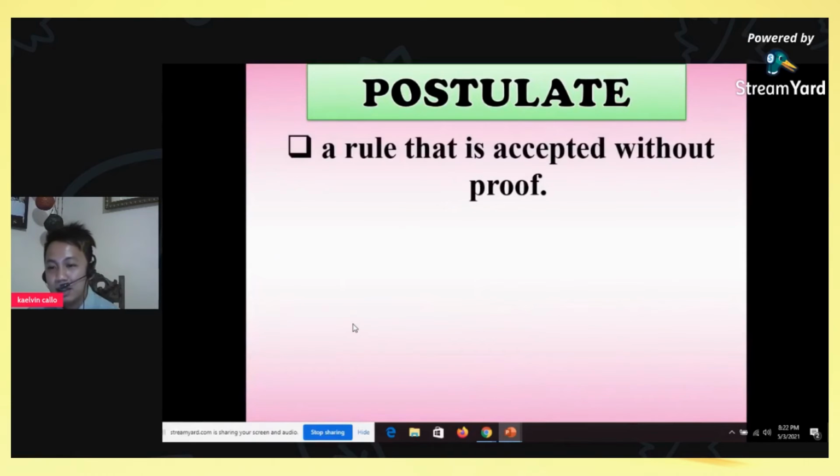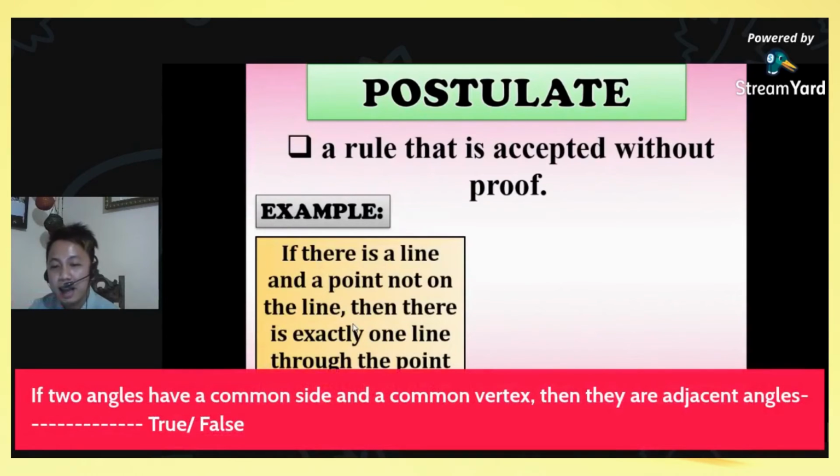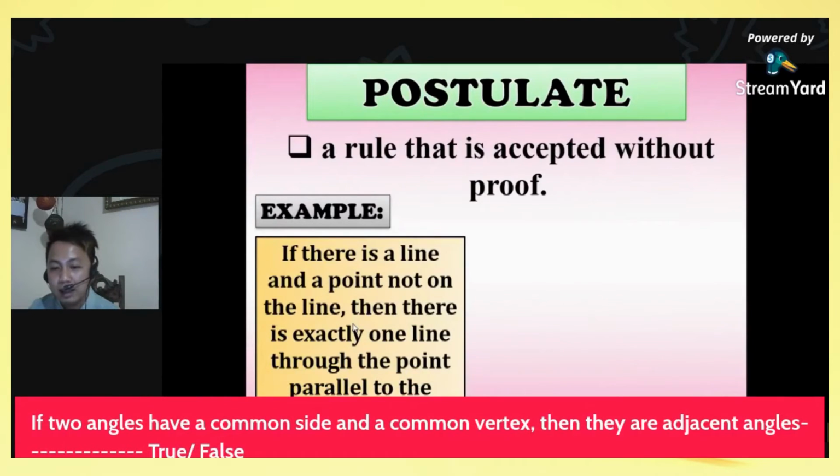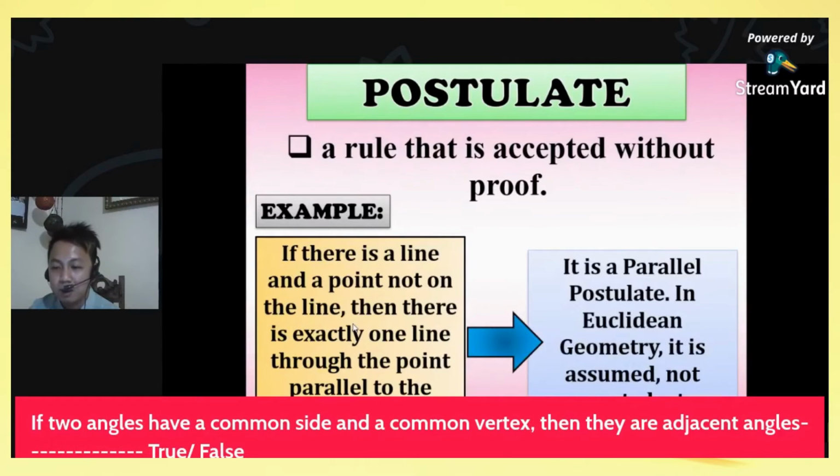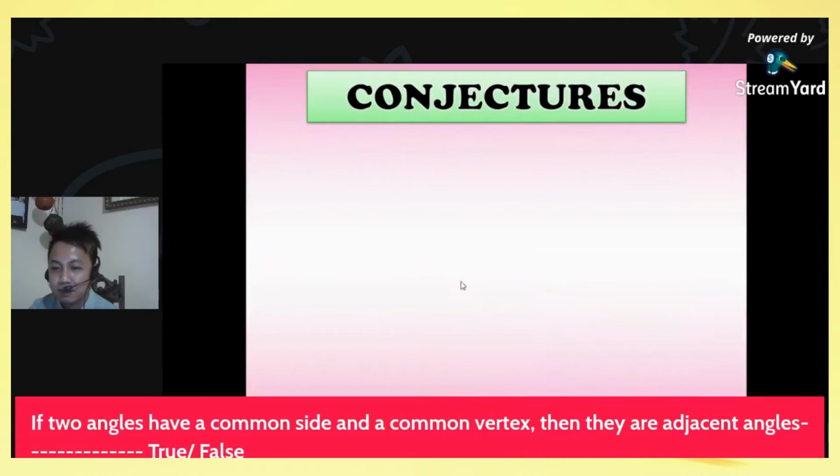Next, we have the postulate, a rule that is accepted without proof. Example, if there is a line and a point not on the line, then there is exactly one line through the point parallel to the given line. It is a parallel postulate in Euclidean geometry. It is assumed to be true and there's no need to be proven. But that is under Euclidean geometry. In modern geometry, there were oppositions and they consider curves as lines.